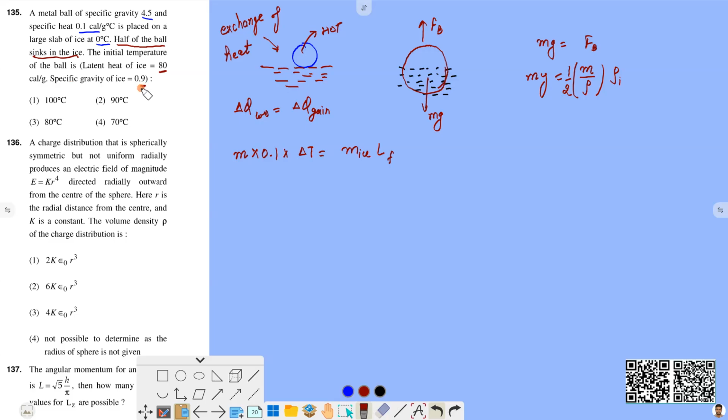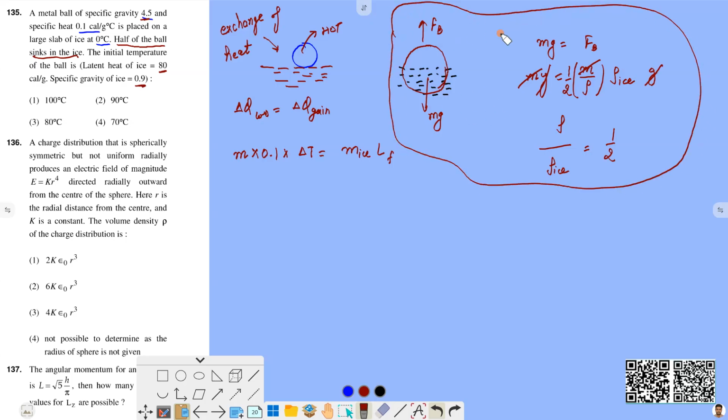Yes, only the density of ice is given here, so we will consider that density of ice in the gravity term. So gravity gets cancelled, and from this relation m also gets cancelled. So from this, what can we write? We can write density of ball divided by density of ice is equal to 1 by 2. But as per the given statement, the specific gravity of the ball is 4.5 and for ice it is 0.9. So this expression or this method is not going to work here, because we are not getting the same relation.